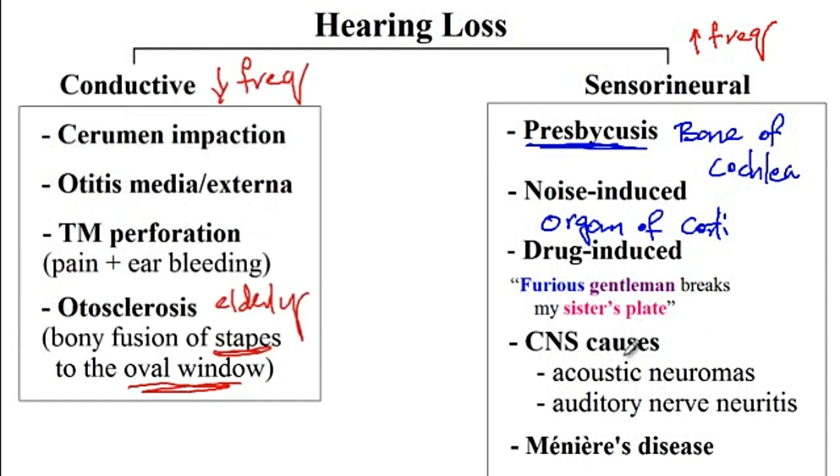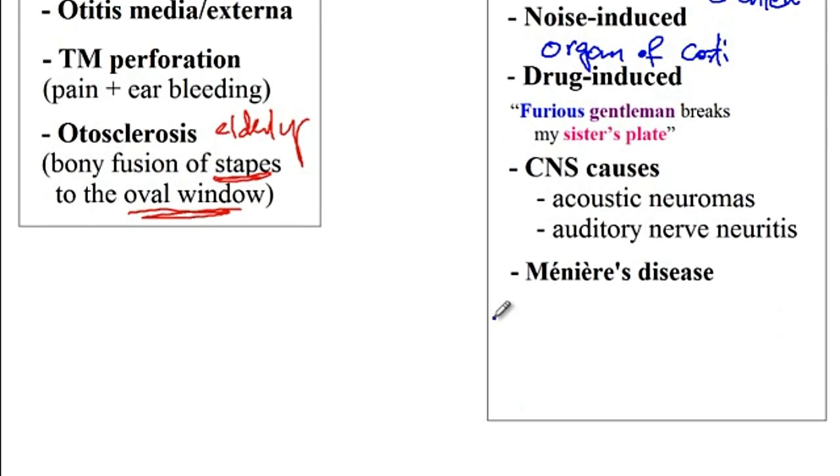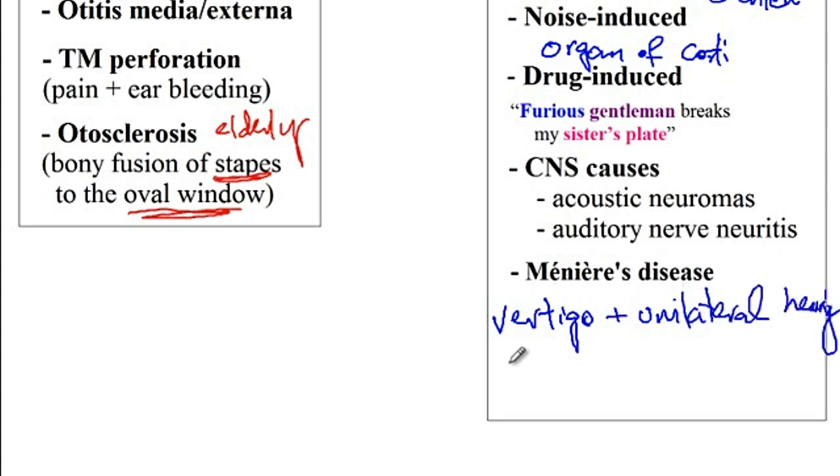And then we can have CNS causes of sensorineural hearing loss, including acoustic neuromas seen with neurofibromatosis type 2, as well as auditory nerve neuritis seen with multiple sclerosis and syphilis. And then finally we have Ménière's disease, and these patients present with recurrent vertigo, as well as hearing loss that is usually unilateral. And then these patients also have a sense of fullness in their ears.